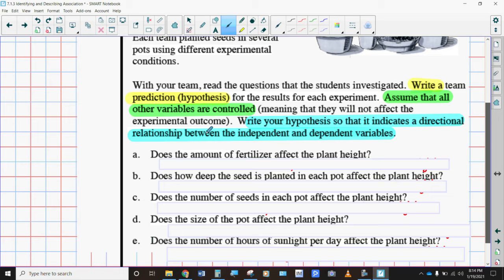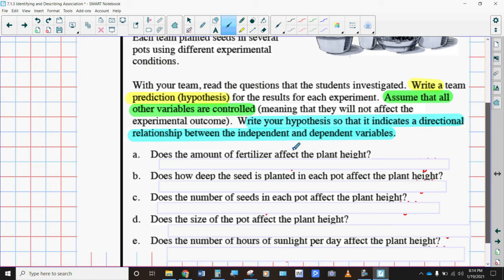So for every single one of these, we want to have the same size pot. We want to have the same amount of water, the same amount of sunlight, the same amount of fertilizer, but we're going to change one of those items, like how many seeds we plant in the pot, keeping everything else the same. And then for another experiment, we'll change the amount of fertilizer, but keep everything else the same. And then for another experiment, we'll change the amount of sunlight and keep everything else the same. Okay, so that's what we mean by having all the other variables controlled. We're only going to change one variable and everything else stays the same.